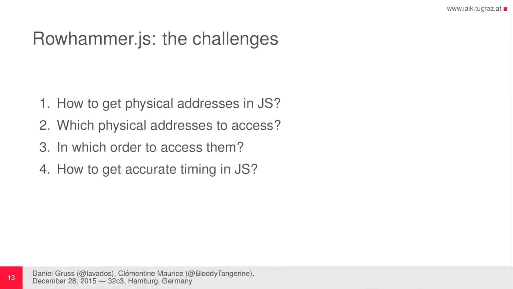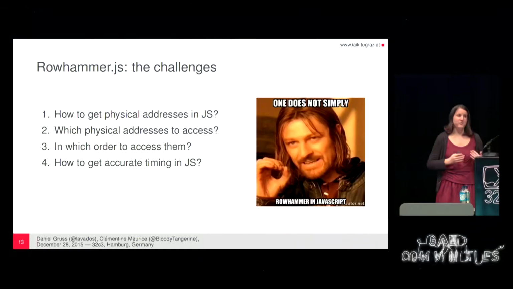Now, it looks nice and easy like this, but there are actually some challenges. First, how do we get these physical addresses in JavaScript? It's a sandbox. Second, which physical addresses do we need to access? In which order do we need to access them? And then finally, how do we get these accurate timings in JavaScript? So clearly, they are not that simple. It's not a trivial task.